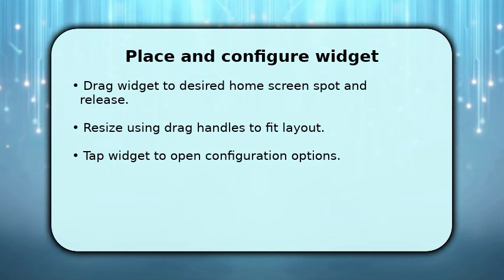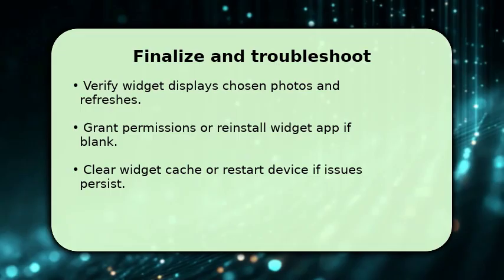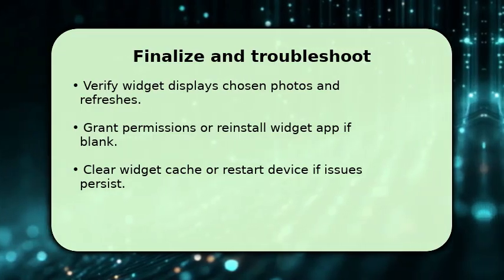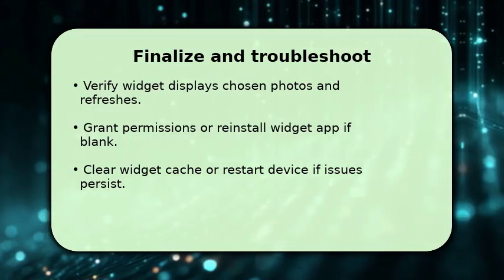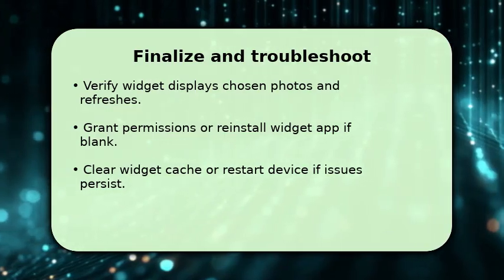Finish by checking that the widget shows the correct images and refreshes as expected. If it's blank, tap it to reopen settings and reselect the album. If permissions were denied earlier, grant storage or photos access in settings so the app can read images.